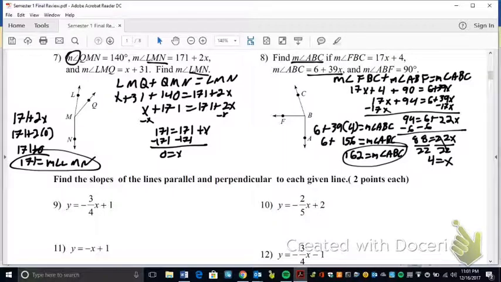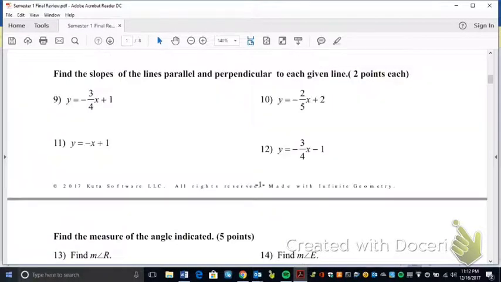So moving on, we then have 9, 10, 11, and 12. Now all of these, look at what it says. It says find the slopes of parallel and perpendicular lines. Now we should know the slopes of parallel lines are equal. The slopes of perpendicular lines are the opposite reciprocal. That means we make sure that we have the slope written as a fraction. We then flip it upside down and change the sign.